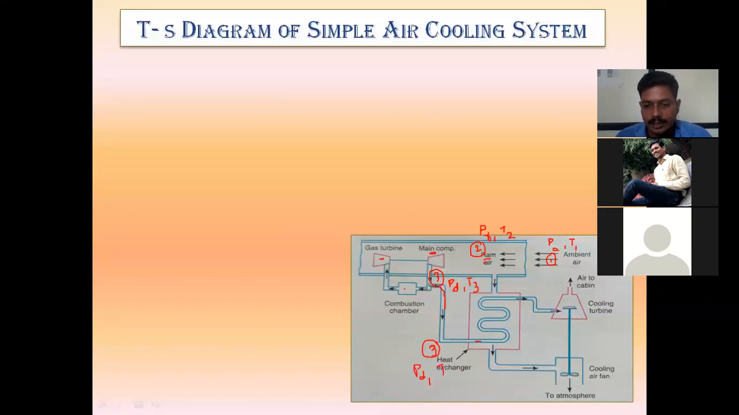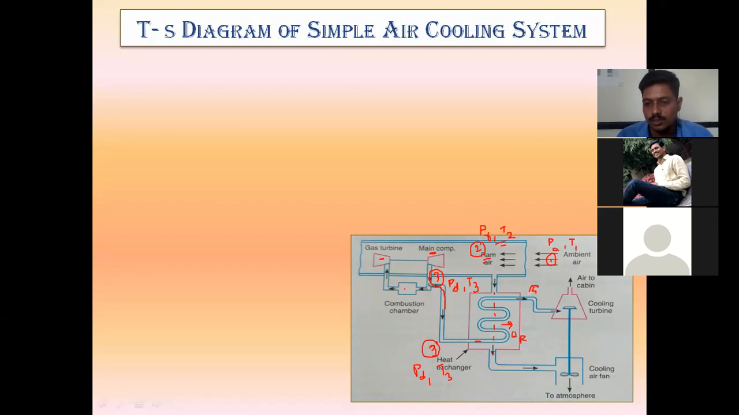Now that delivery pressure and T3 temperature air will be supplied through the pipe of the heat exchanger, and over that pipe the cooling medium will be the ram air. Ram air has the pressure as ram pressure and temperature as T2. The value of T2 is lower than T3, that's why that ram air will be utilized to cool the compressed air. So heat rejection will take place at constant pressure inside the heat exchanger, and at the outlet of the heat exchanger, we will get point number 4.